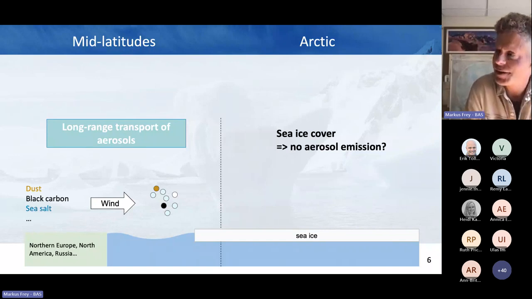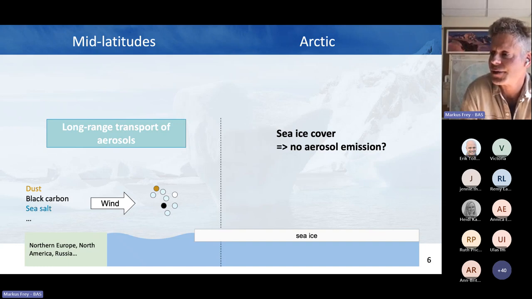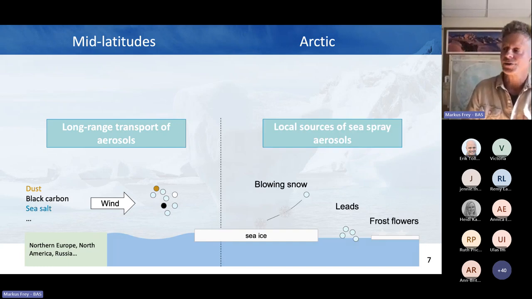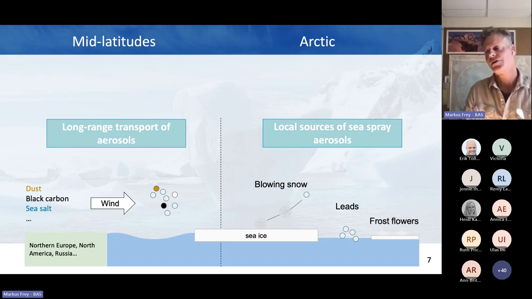Until recently, sea ice covered regions of the ocean have been considered as basically source free because it was thought that the sea ice acts as a lid and cover. However, evidence shows now that there are actually sources related to sea ice. For instance, frost flowers, highly saline ice crystals which grow into the air and which may get mobilized; open leads, so this open water in the fractured pack ice; or blowing snow, which I'm going to talk about a little bit more in detail later, sublimating snow particles which contain salt and other impurities released to the atmosphere.